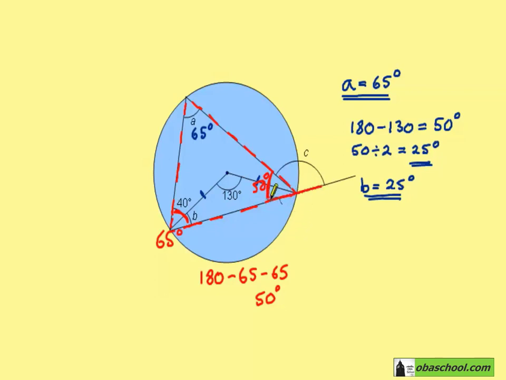We now have a straight line. Angles on a straight line add to 180, so this one must be 130. So we've now found C as 130 degrees.